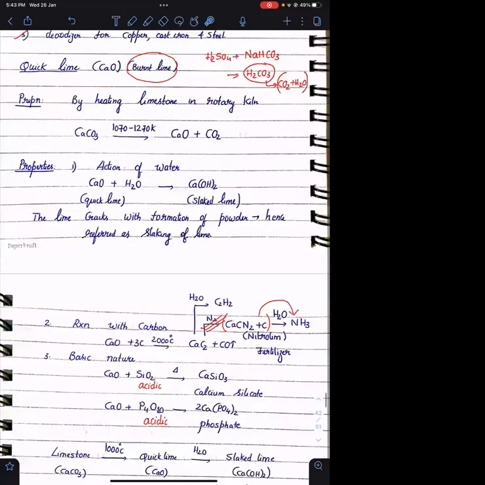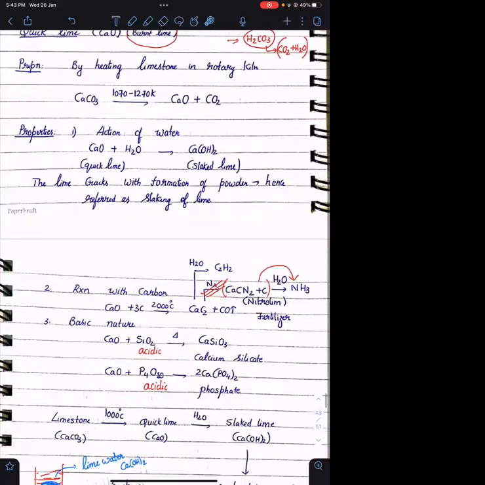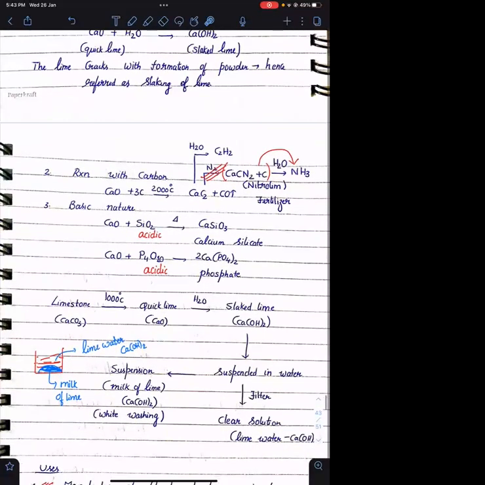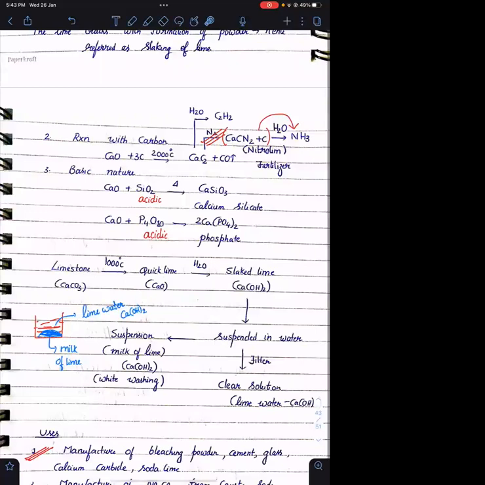Next, reaction with carbon. It is reacting with carbon to form calcium carbide, which on hydrolysis you will be getting acetylene. Beryllium carbide will give you CH4. Aluminium carbide will also give you CH4. Rest all other carbides will be giving you C2H2, acetylene. Lithium carbide also will give you acetylene.